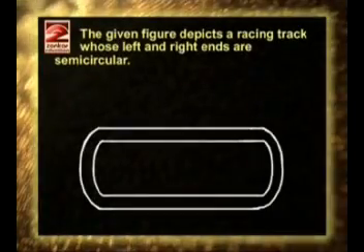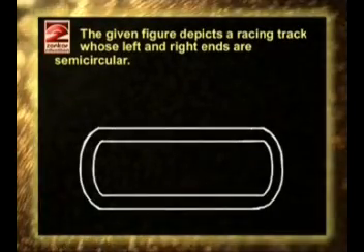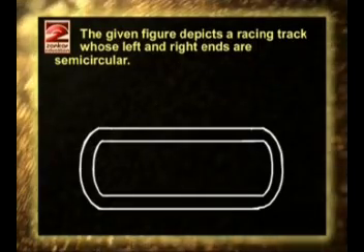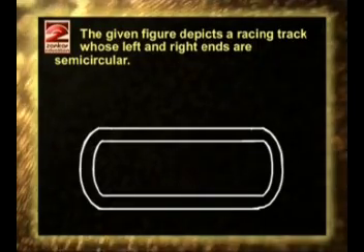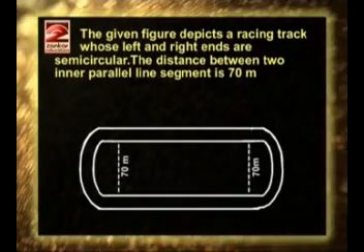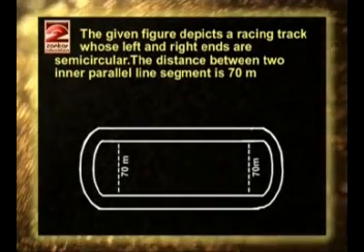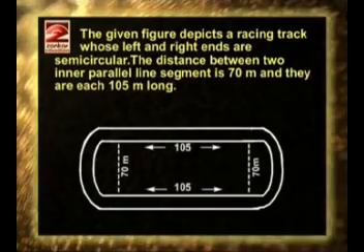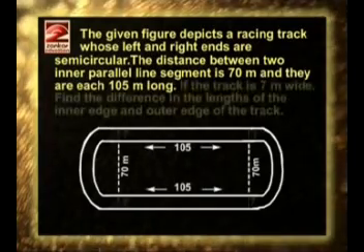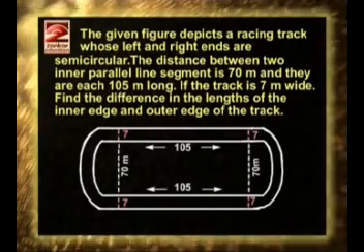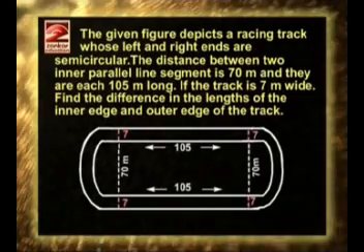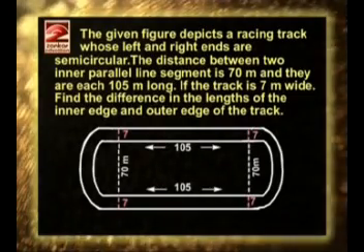Next question. The given figure depicts a racing track whose left and right ends are semicircular. The distance between two inner parallel line segments is 70 meters and they are each 105 meter long. If the track is 7 meter wide, find the difference in the lengths of the inner edge and outer edge of the track.